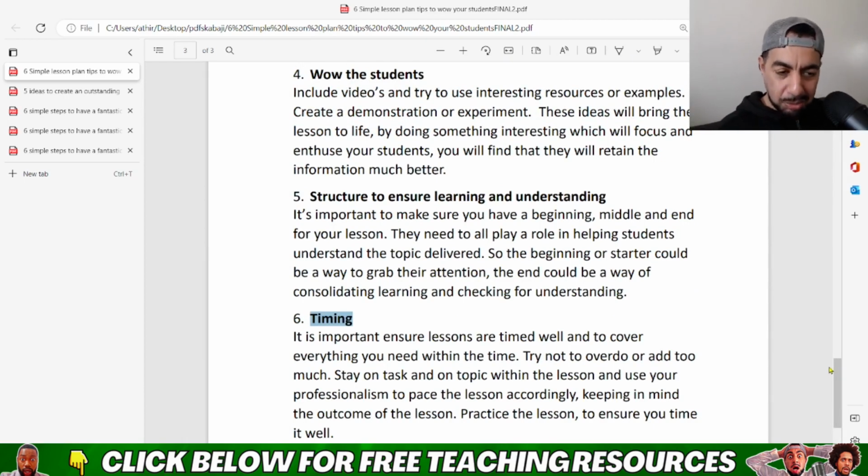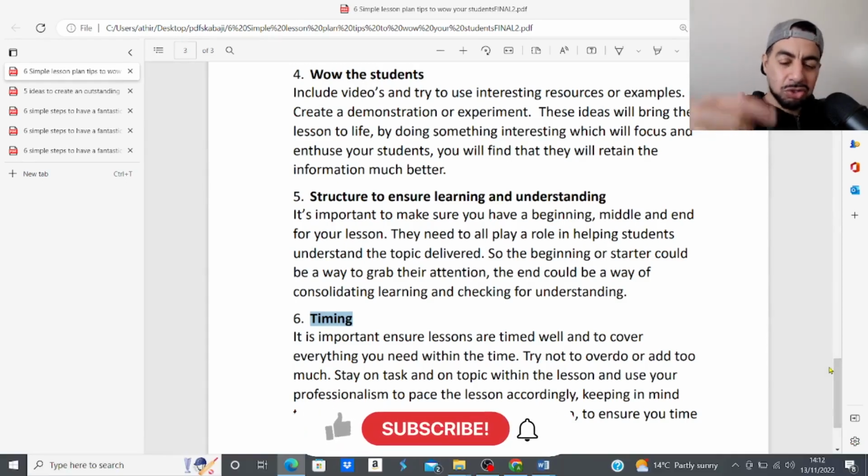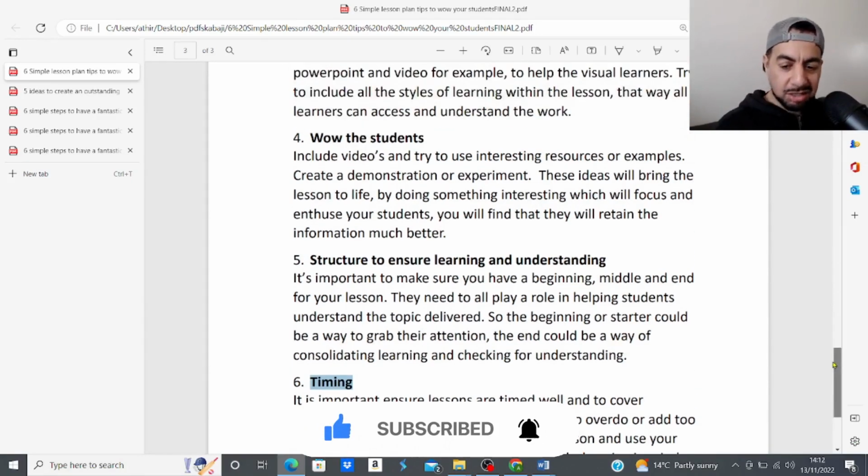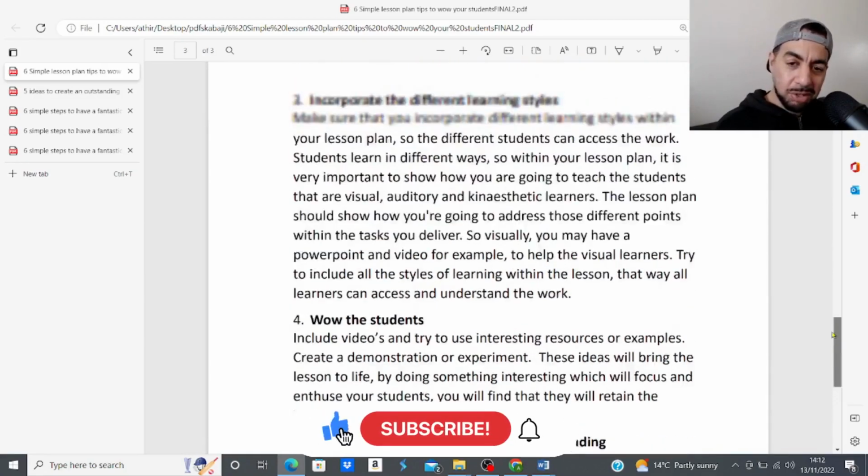Try to keep it snappy. Try to keep it interesting. Try to keep the pace of the lesson really good, and keep in mind the outcome of the lesson. So, if you've got too many things going on, just break it down into different lessons and then go over it another time. That's all you need to do, guys. Just keep it simple. Okay, this is like a breakdown.